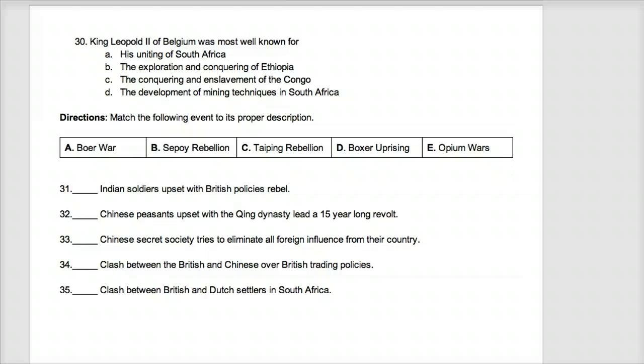For the last part, you were to match one of these events with the description below.